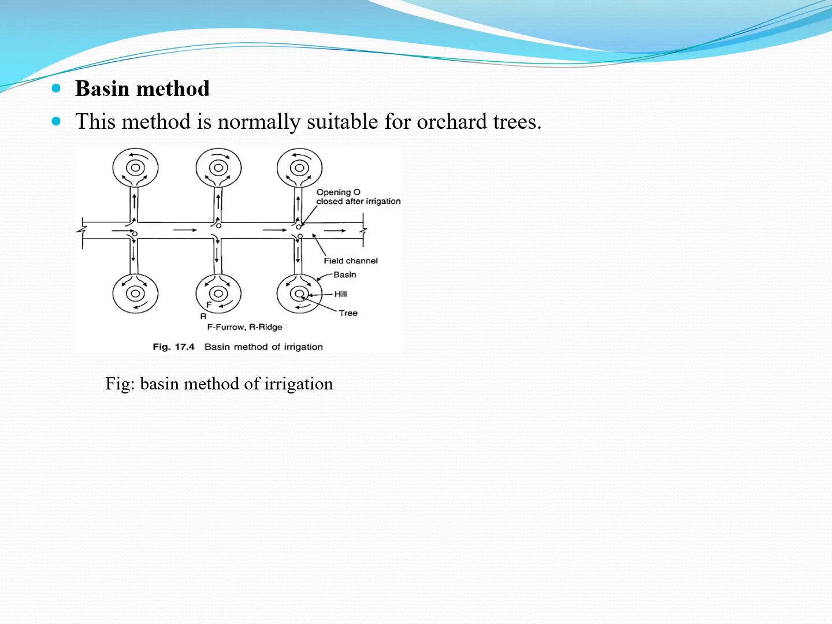Okay, and this method is generally adopted or suitable for orchard trees. Okay, orchard means a piece of land planted with fruit trees. So in Marathi we say it as Falbaga. So this method is generally adopted for orchard trees.